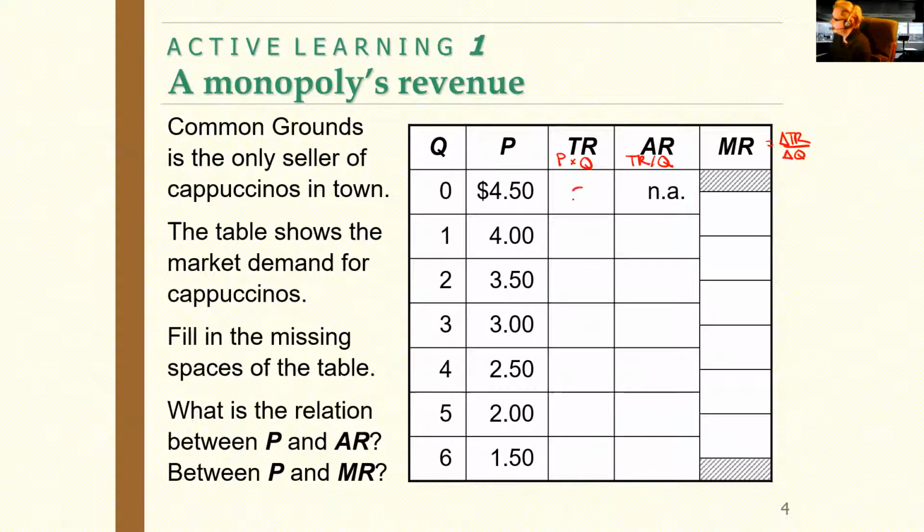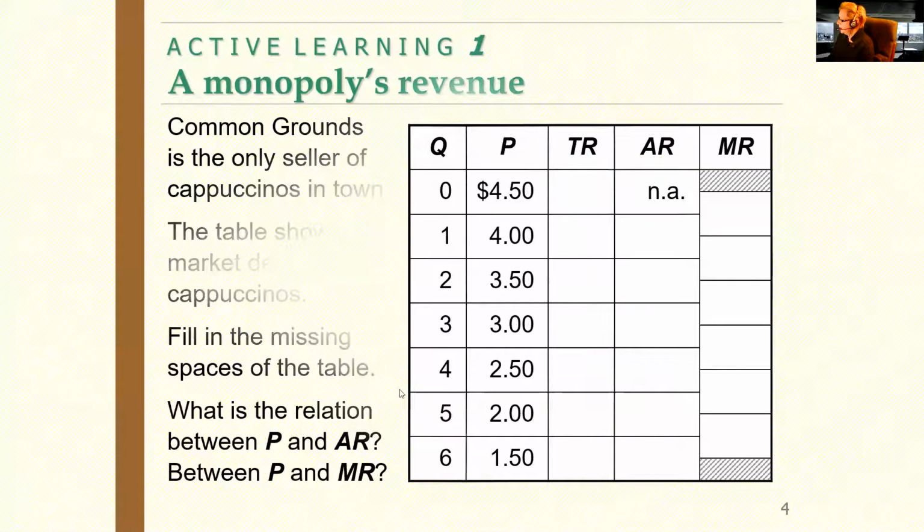So we have 0, 4, 7, 9, 10, 10, 9. So looking at this, something's going on around 4 and 5 here.